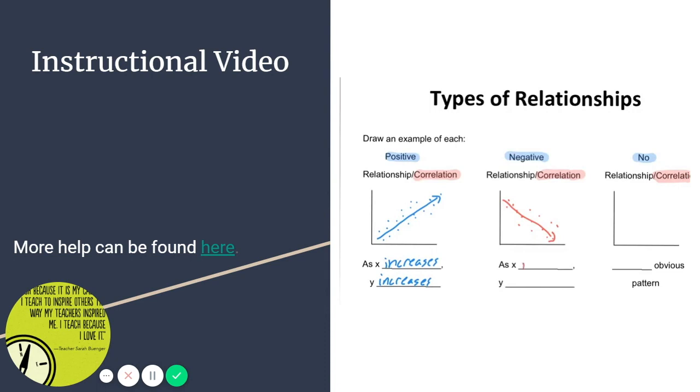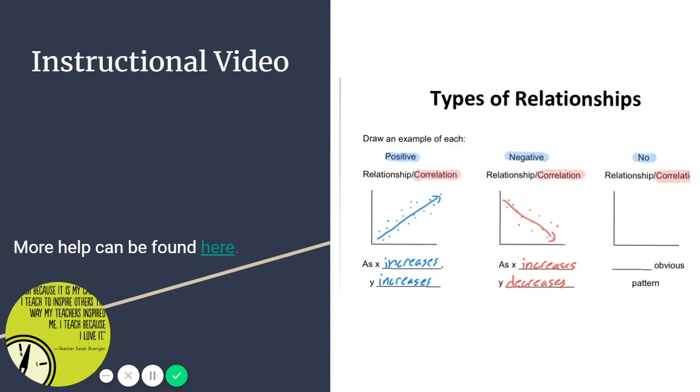So as x still increases, because we're always going to read x from left to right, in this case, we are now going down. So y is going to decrease as x increases. That's that negative change over positive time. So the difference between positive and negative: x is always going to increase when we read this, but positive means y goes up, negative means y goes down.